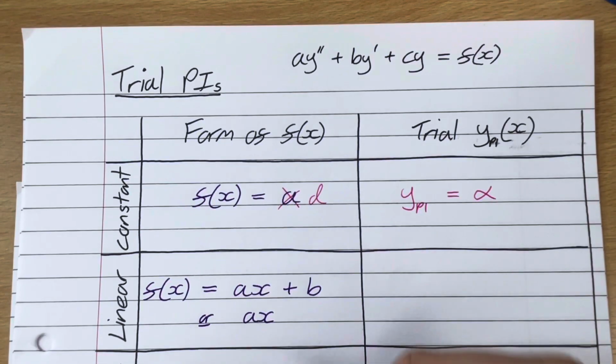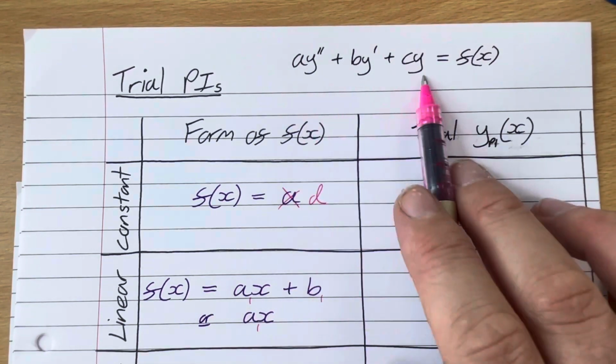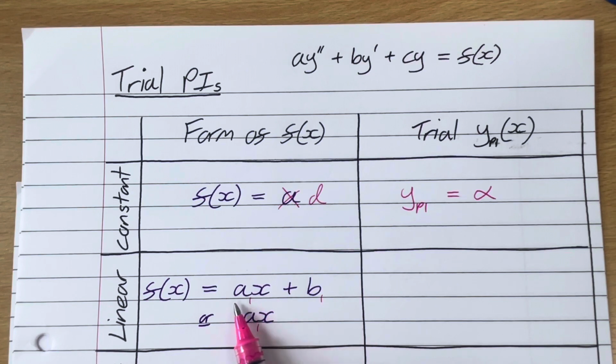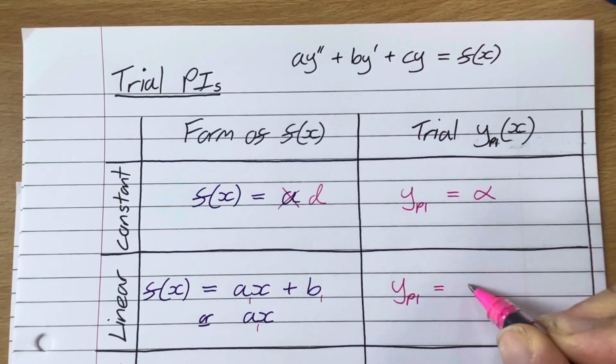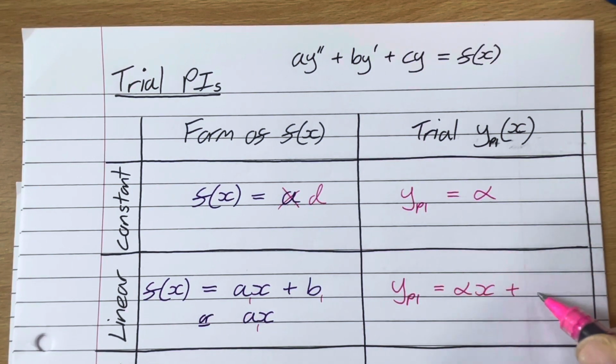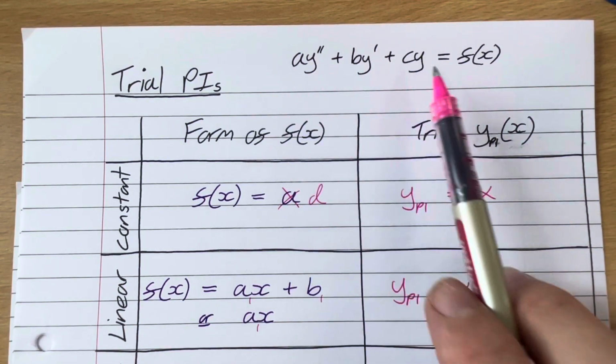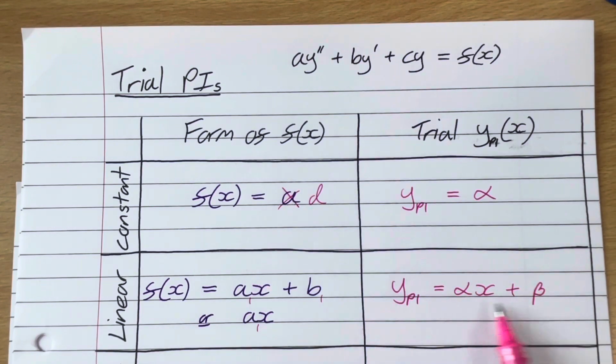If it's a linear function, again, maybe I shouldn't have called it a and b, but these a's and b's are different to these a's and b's. A linear function, which might be a linear and a constant term, or it might just be a linear term, then my particular integral will be a linear function. That would look like alpha x plus beta. If I take this definition and run it through the differential equation, then I will have a pair of simultaneous equations in alpha and beta to solve. There'll be a numerical answer for alpha and a numerical answer for beta, and that will give me my particular integral.